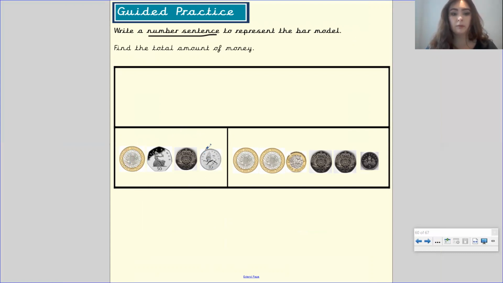On your whiteboard, I would like for you to have a go at finding out how much money we have here. So it'll be something pounds and something pence. Pause the video to add these up together.